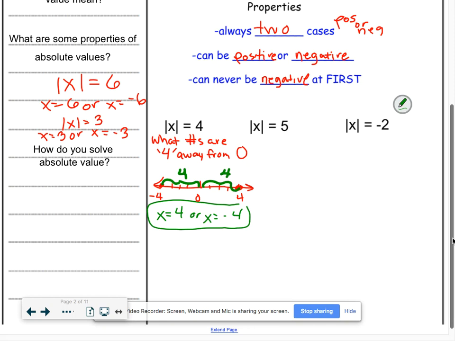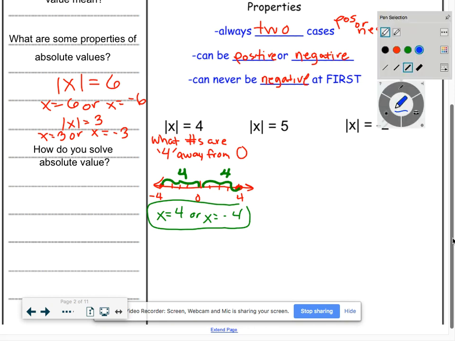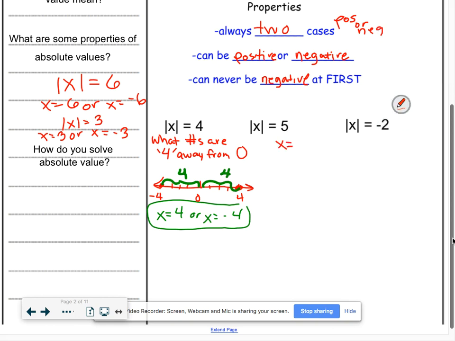So we'll do it more algebraically here. The absolute value of x is 5. So that means what 2 numbers are 5 from 0? X can be what? Tell me. 5. Or x can be what? Negative 5. Now this seems all fine and dandy, like what's the big deal? It's going to be positive or negative. Oh, you get into deeper algebra. Don't worry.